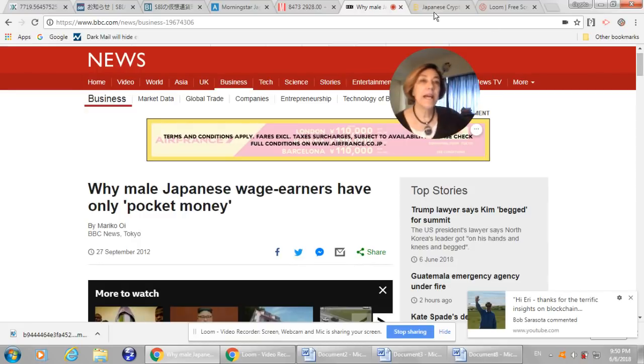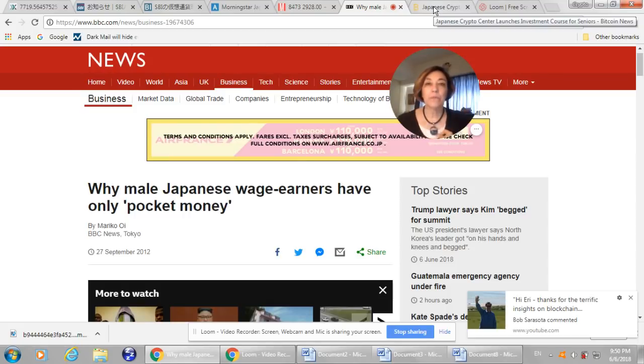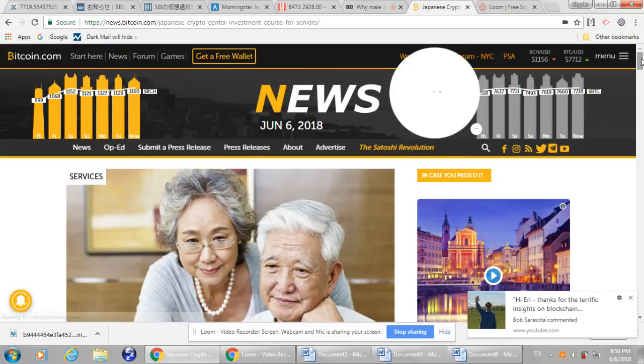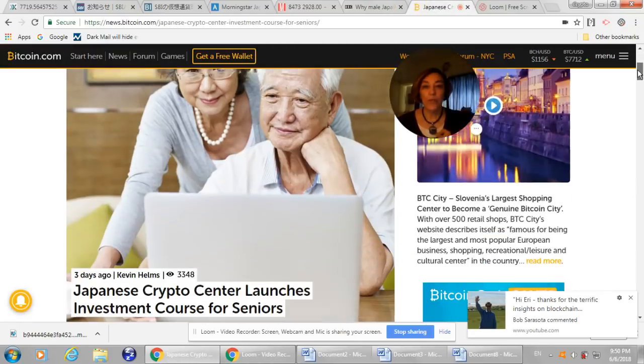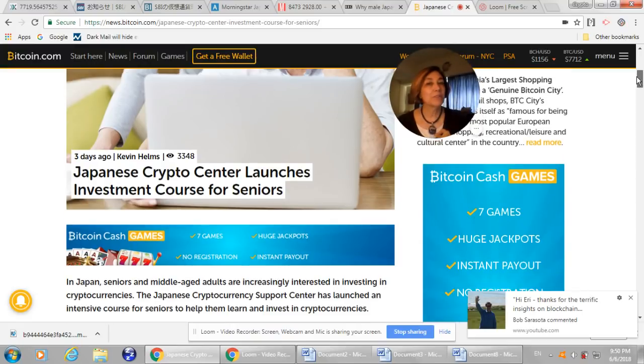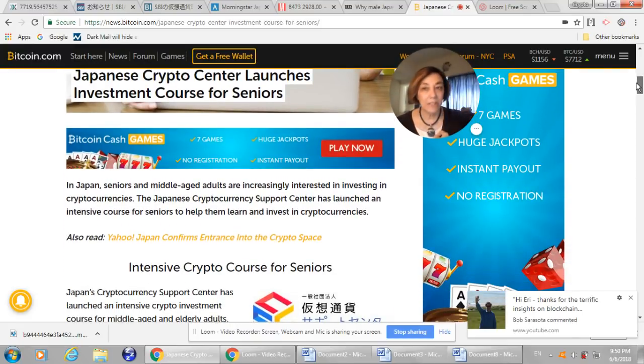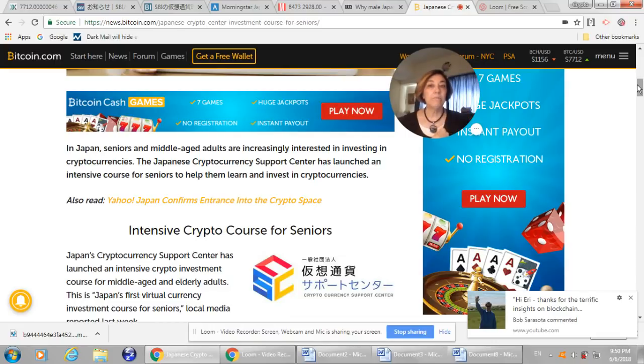But it leads me into the last article, which is where I believe the cryptocurrency virtual exchanges are trending. I won't go over the whole thing, but it talks about how the Japanese Crypto Center launches investment courses for seniors. So in Japan, seniors and middle-aged adults are increasingly interested in investing in cryptocurrencies. The Japanese Cryptocurrency Support Center has launched an intensive course for seniors to help them learn and invest in cryptocurrencies. Now, everybody asks me about price targets.